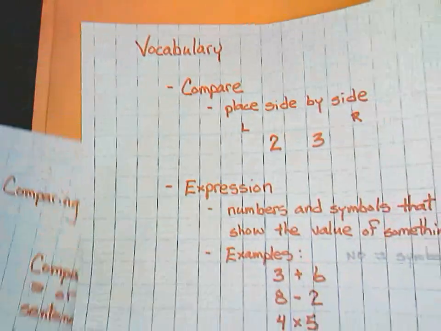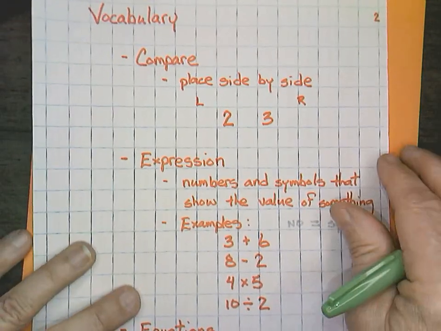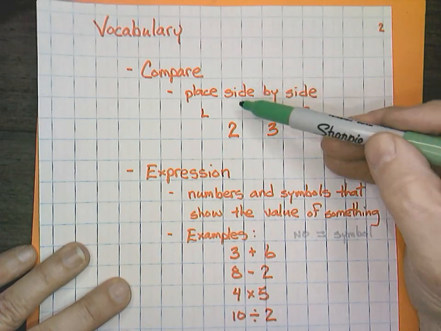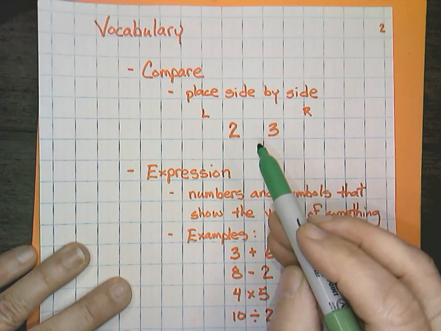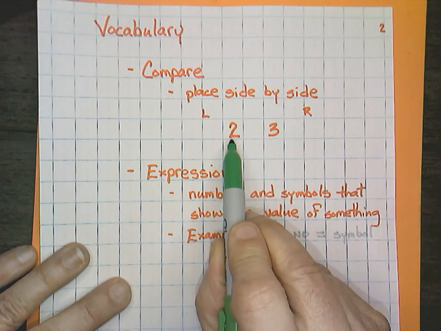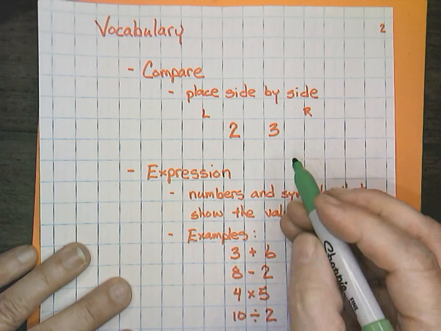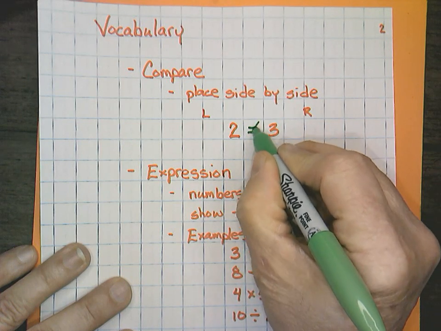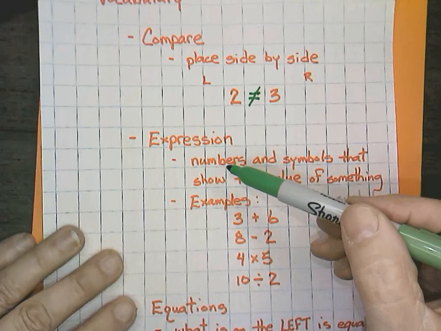This lesson has some vocabulary. Compare just means to put side by side, usually on the left and right of a piece of paper or a screen. For example, 2 is placed alongside of 3, and I'm comparing them. In this case, I would say that 2 and 3 are not equal. So that's what we mean by compare.